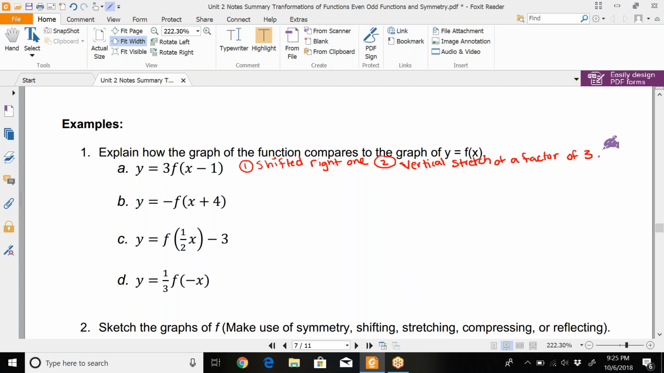Okay, let's look at this one. Now I could write that as a complete sentence if I wanted, but right now we're just pinpointing out the transformations. So there is a shift inside here, and it's a +4, so that means we're actually going to go left. So we're going to have shifted left 4. And oops, sorry, that was supposed to be a number 1 up there. And a 2. Second step would be there's a negative in front of the function. So that means reflected over the x-axis.